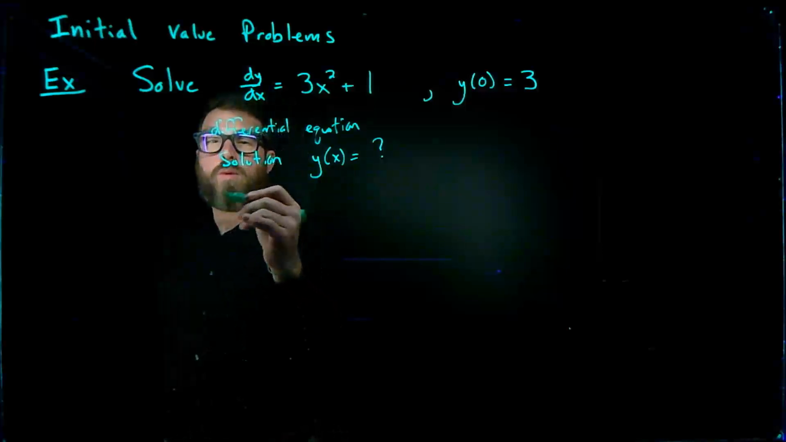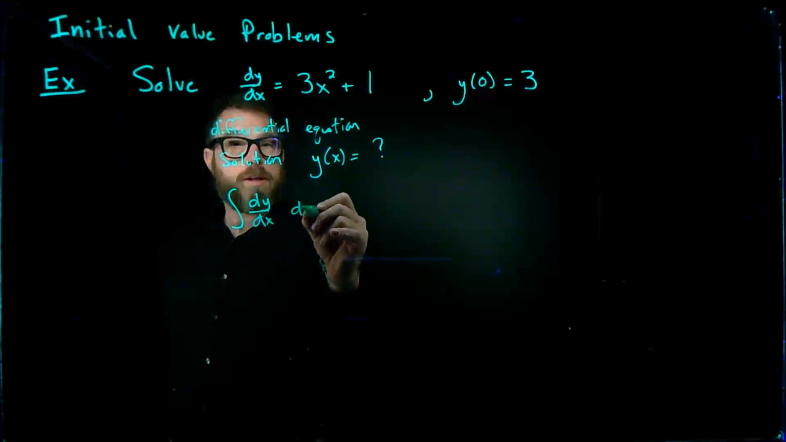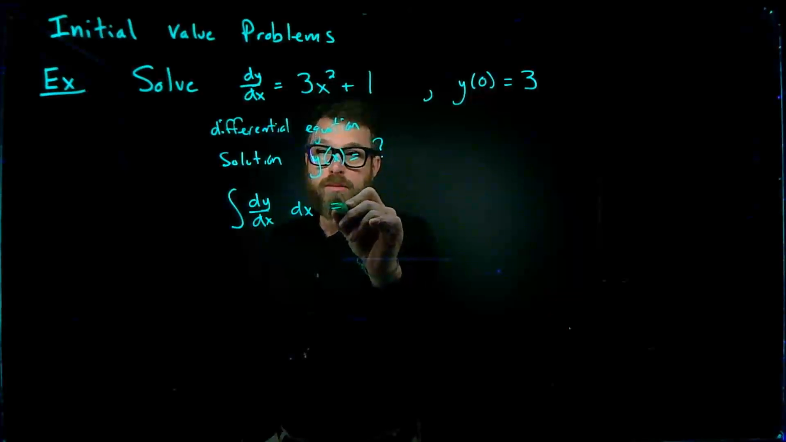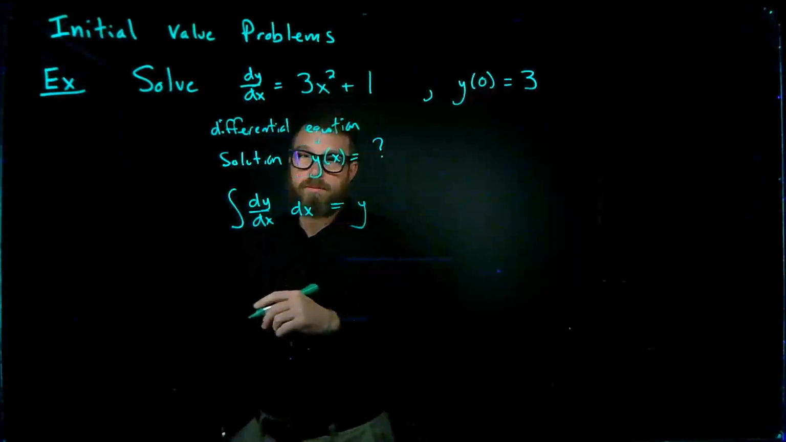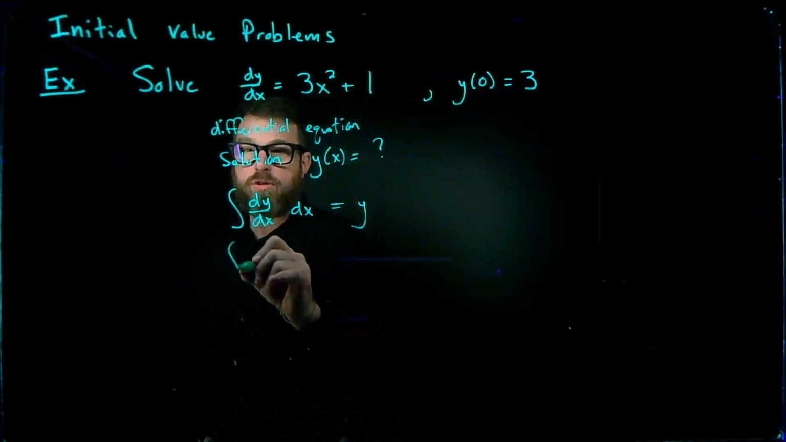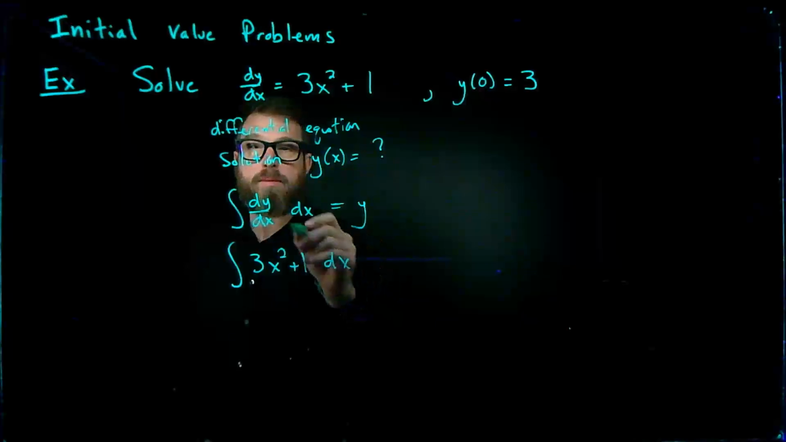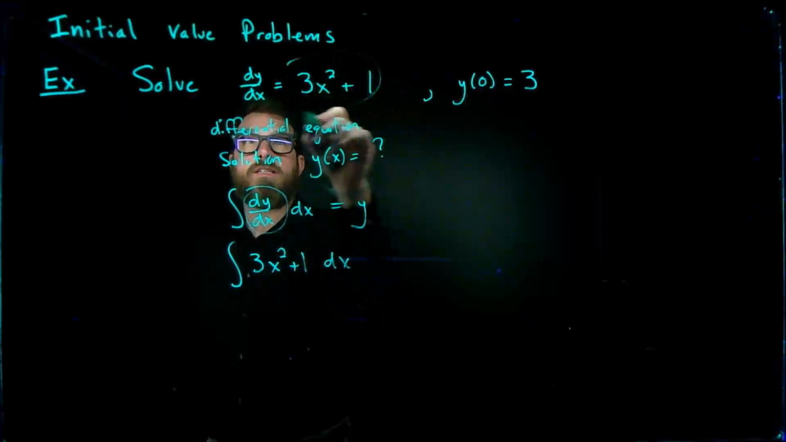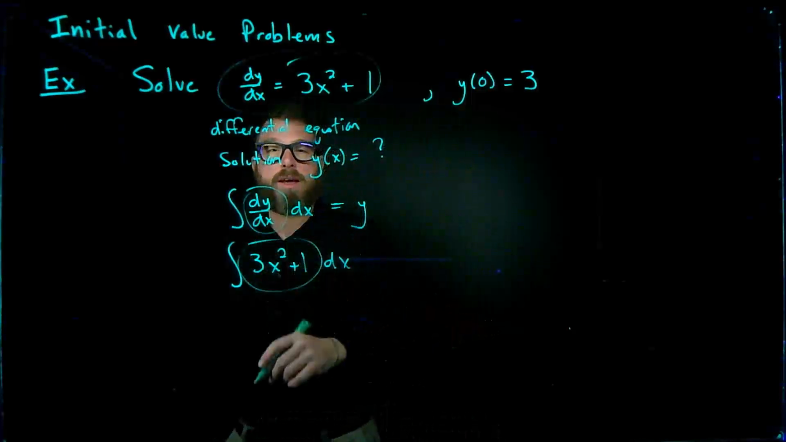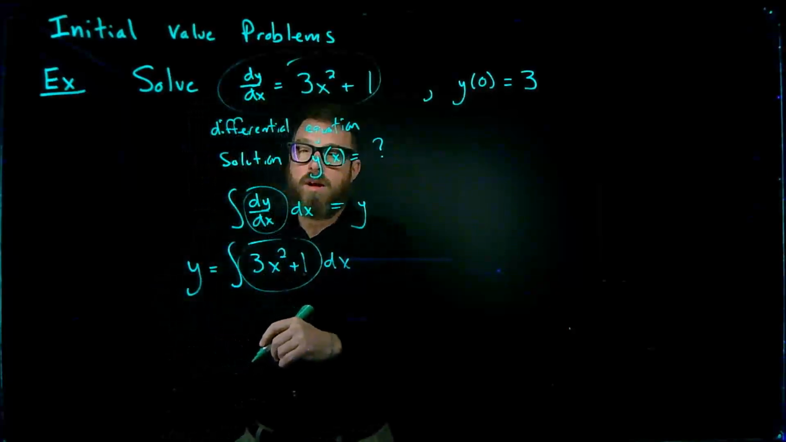Well, I know that the integral of dy/dx with respect to its variable, dx, is going to be our function. It's going to be equal to this y function. So I have to integrate this thing in order to undo that derivative. So the integral of 3x squared plus 1 with respect to x, remember that this dy/dx is this thing up here. So I've just replaced it with that. And I know that this is going to give us this function y. All right, so integrate this.